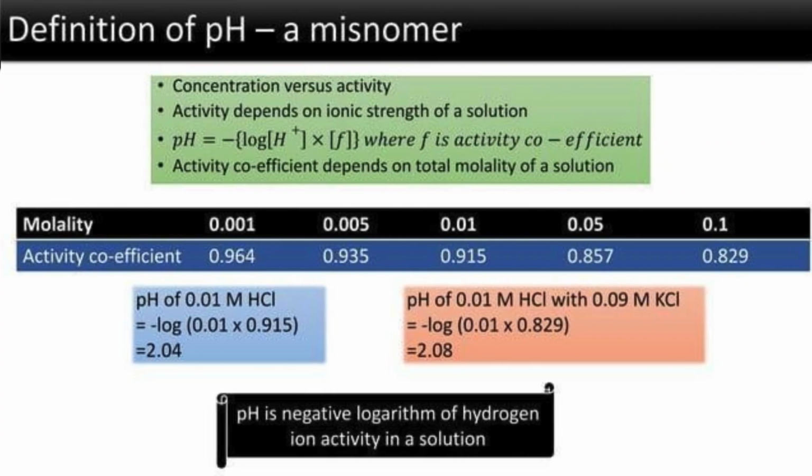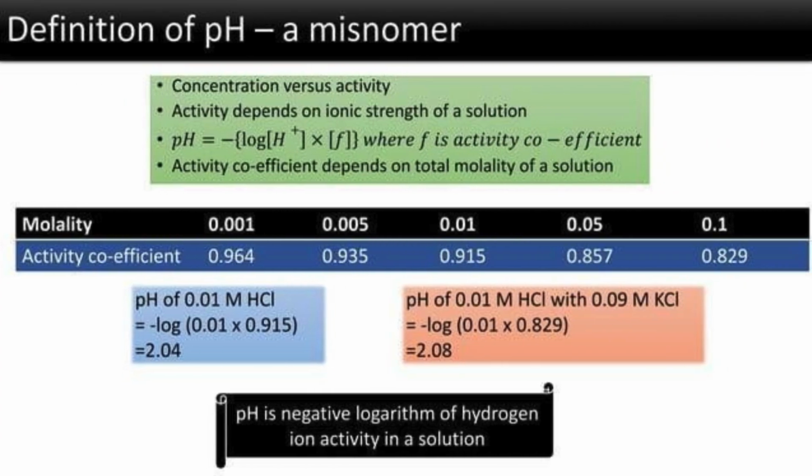Finally, let's talk about a subtle but important point. The definition of pH is actually a bit of a misnomer. pH is not the negative logarithm of hydrogen ion concentration, but rather the negative logarithm of hydrogen ion activity. Activity depends on the ionic strength of the solution. The formula is pH equals negative log of the hydrogen ion concentration multiplied by its activity coefficient, F. This activity coefficient changes with the total molality of the solution.